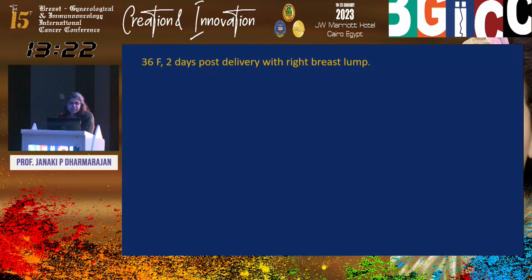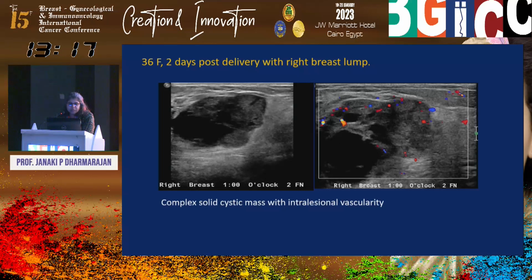And this was another 36-year-old lady, 2 days post-delivery, who presented with a right breast lump. It was a complex solid cystic mass with intralesional vascularity, and this lady had never palpated her breast throughout the pregnancy. Immediately after delivery, when she couldn't feed the baby properly, only then was the lump diagnosed. Core biopsy showed triple negative with lactational changes, and she went ahead with an MRM and a central lymph node biopsy since the lymph nodes were looking normal. We should know that surgery is usually done post-delivery only, and sometimes if the lymph nodes are looking normal, they don't proceed with the central lymph node biopsy.